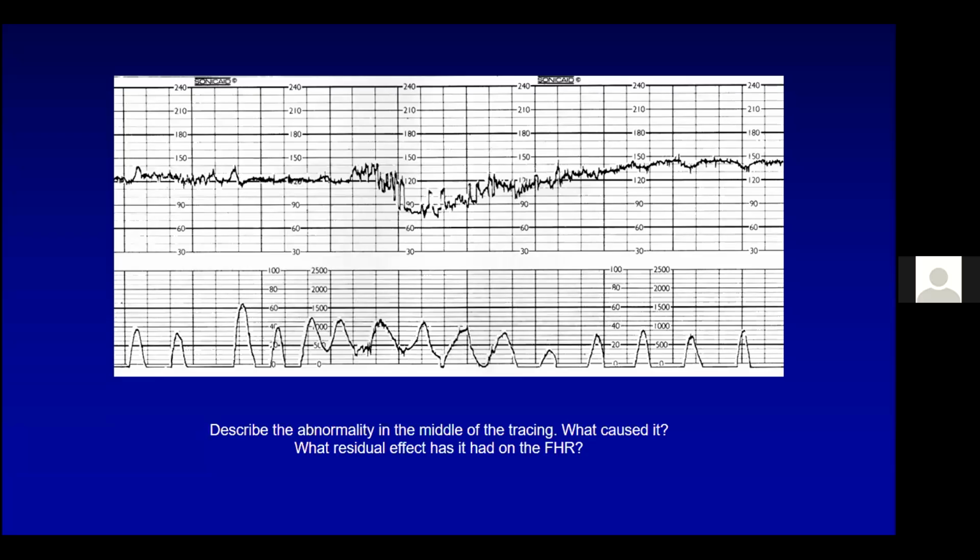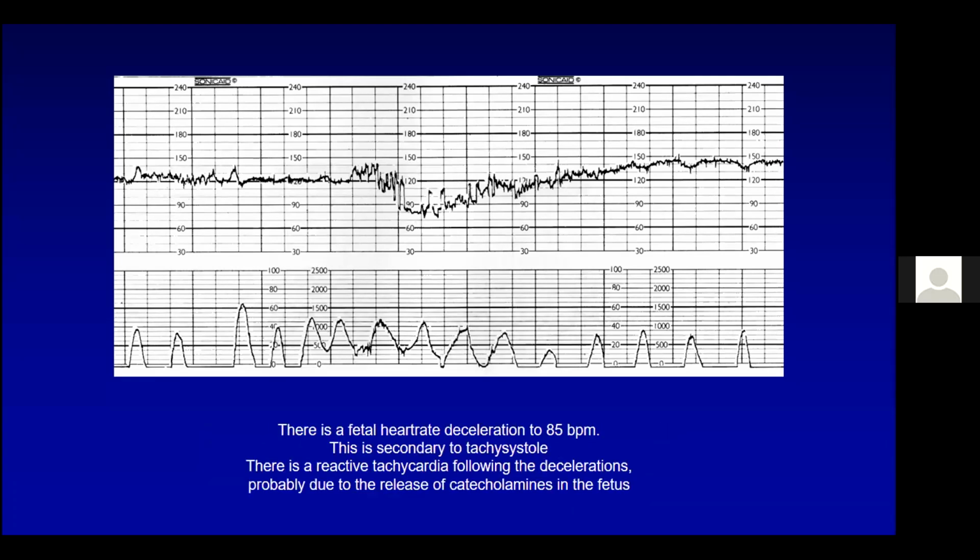So I've got a few more CTGs to show. So if you see this CTG, it started off well with normal contractions. And then you've got a period of tachysystole. And then what happens, you got this decel. This prolonged decel is not even more than a minute, right? It's less than a minute. But after this decel has happened, you get an acceleration, right, with good variability there. You've got a good recovery. So there's a fetal heart rate deceleration of 85, and this is secondary to that tachysystole that you saw. And then there is a reactive tachycardia. So this is just due to catecholamine release.